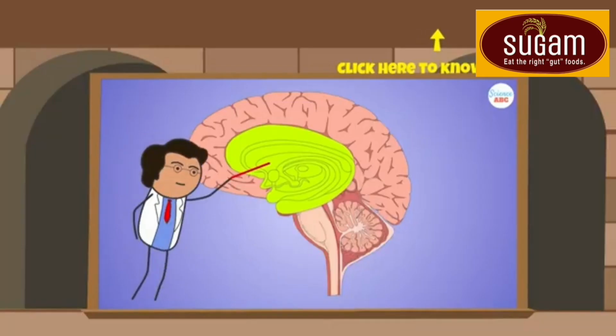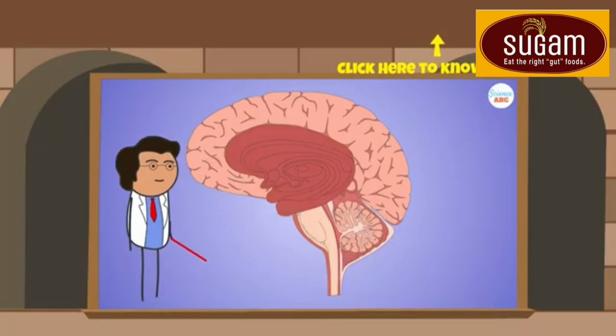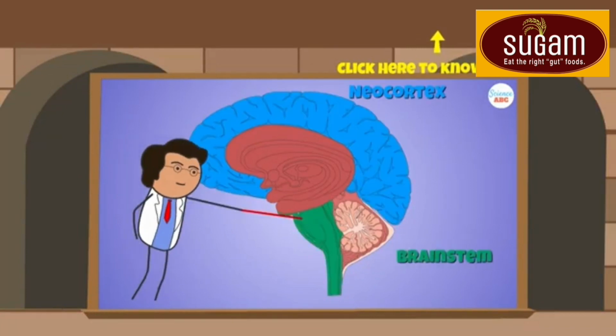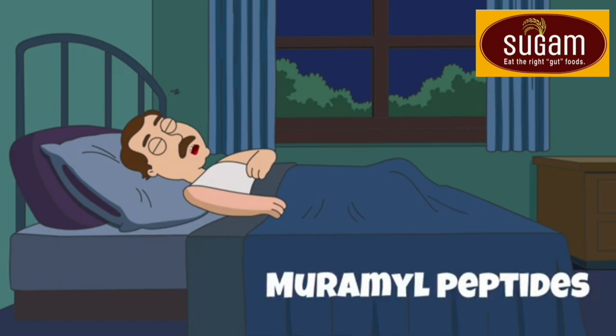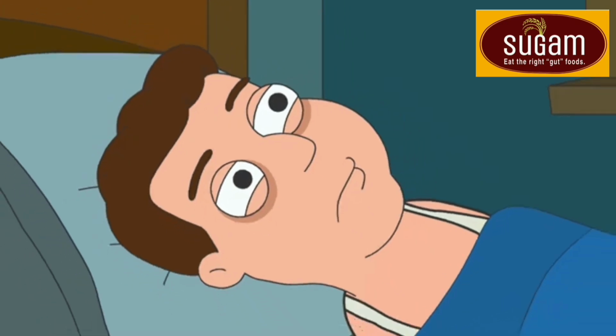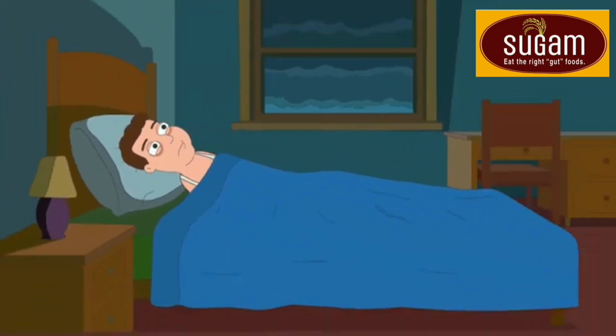To learn even more about the parts of the brain involved in emotions, check out our video on the limbic system. Your gut bacteria can also help put you to bed. Certain gut bacteria release sleep-inducing compounds called muramyl peptides. People with an unhealthy gut bacteria profile tend to have poor sleep patterns.